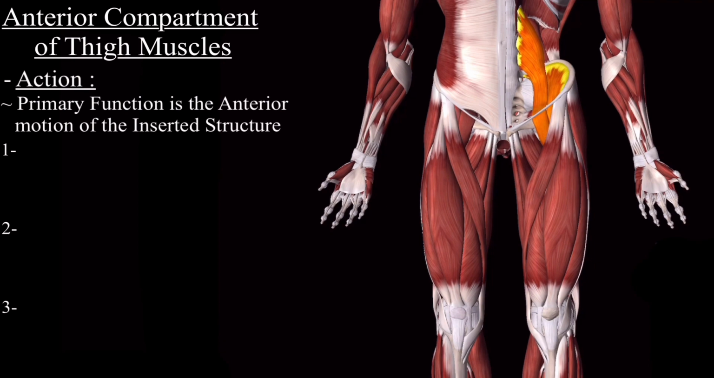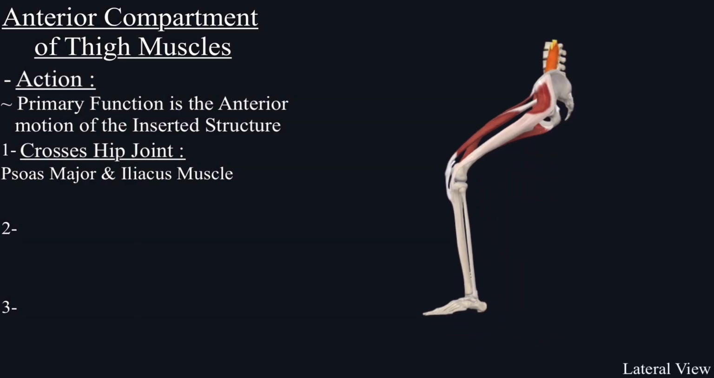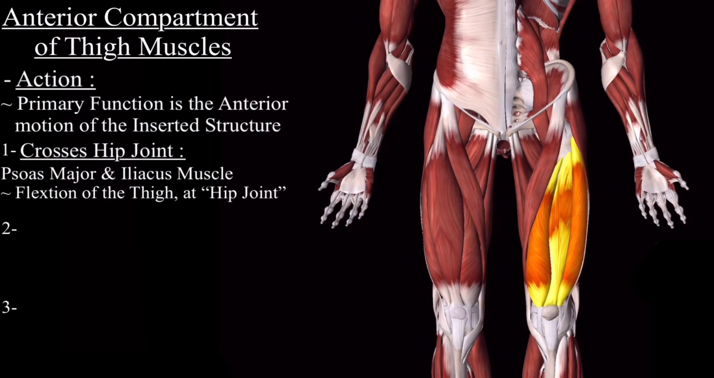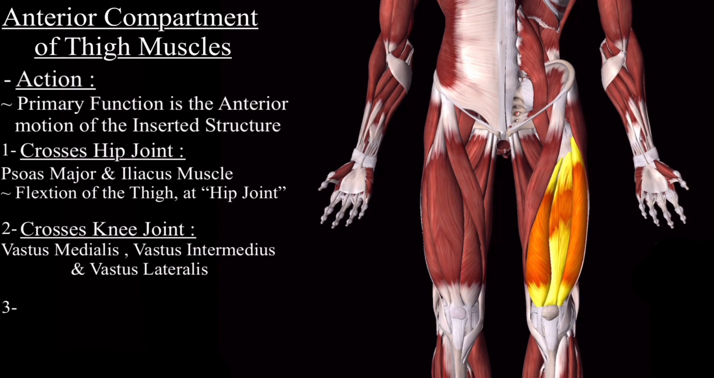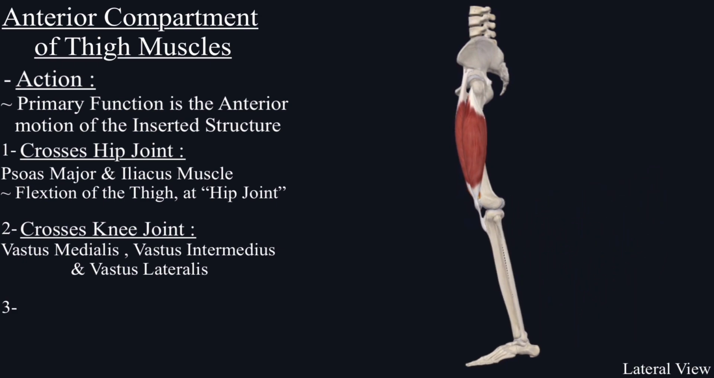First group includes those muscles that cross only the hip joint, and these include psoas major muscle and iliacus muscle, and their primary function is to move the femur anteriorly, that is, flexion of the thigh at the hip joint. Next group includes those muscles that only cross the knee joint, and these include the three vastus muscles, that is, vastus medialis muscle, vastus intermedius muscle and vastus lateralis muscle. And the primary function of these muscles is to move the leg anteriorly, that is, the extension of the leg.